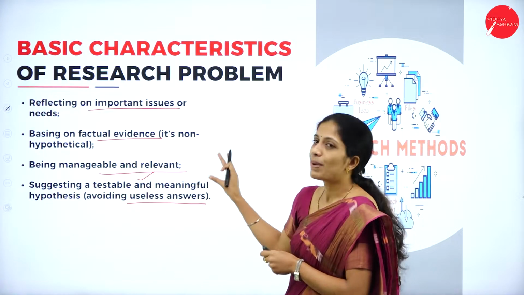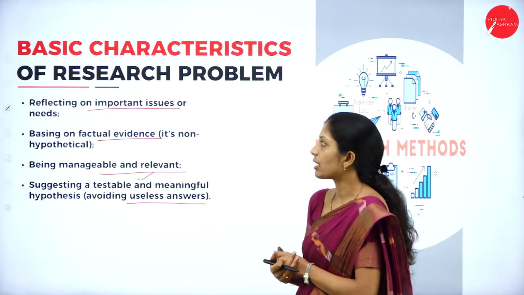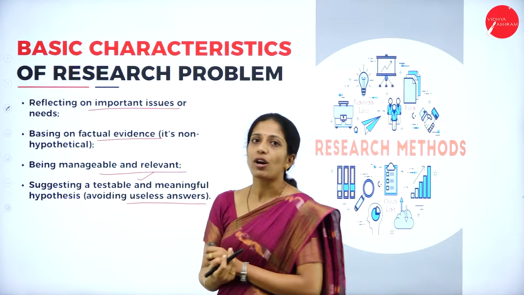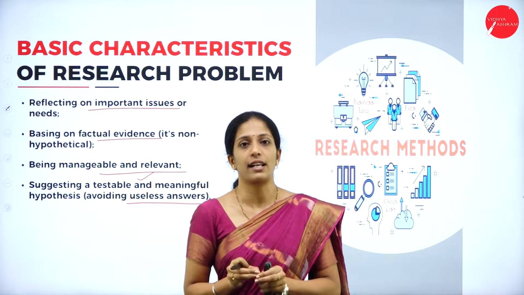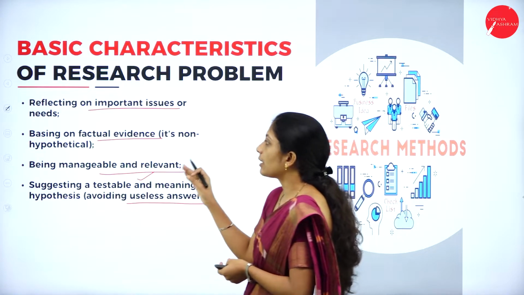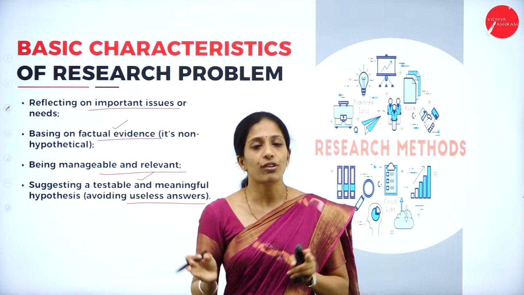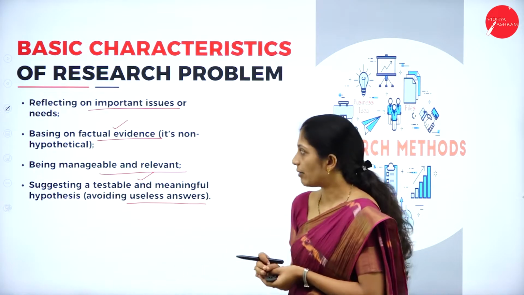So these are the basic characteristics of a research problem. The first one is what? Reflecting on important issues, the thing which is actually needed. So the problem has to reflect that. And the next one is basing on factual evidence. So we are not going to consider the hypothesis, we are going to consider the actual evidence.